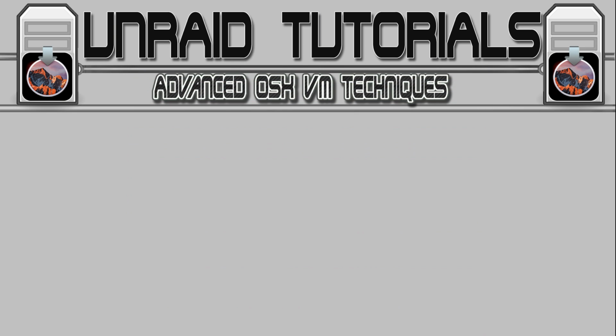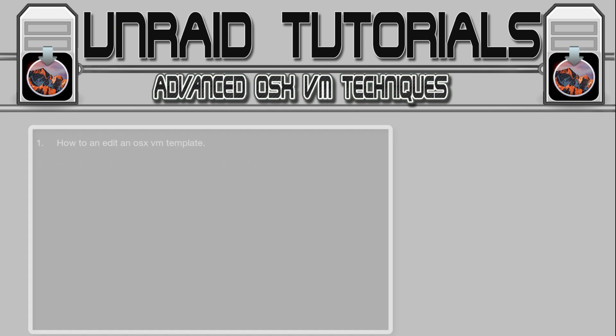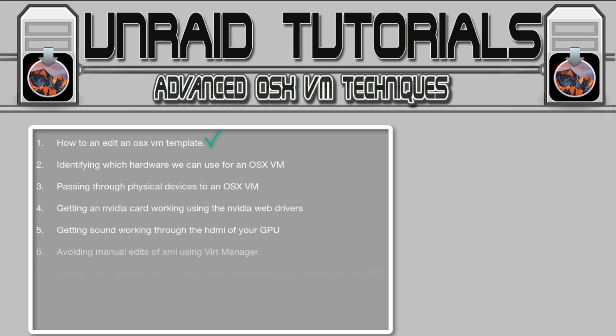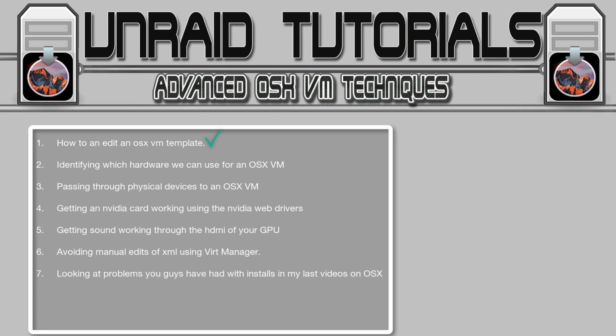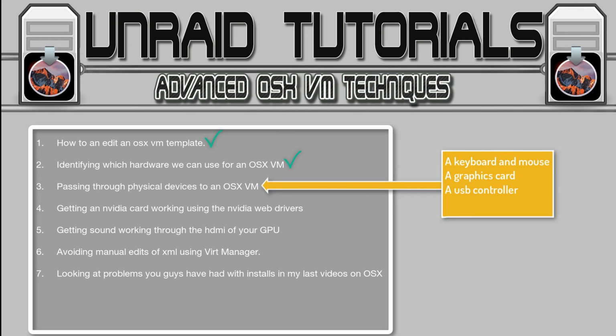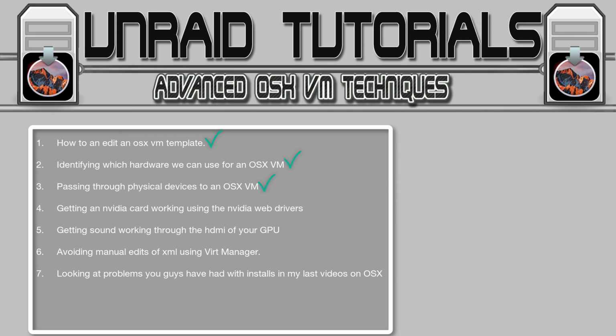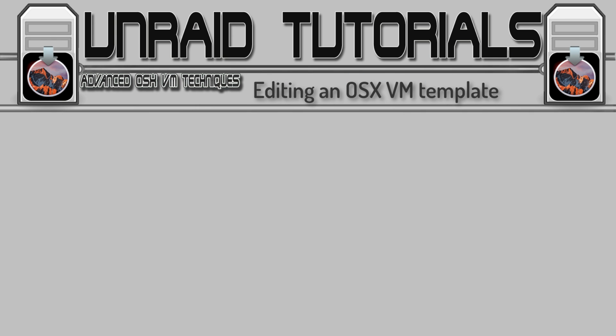So, we'll break the topic down into the following parts. How to edit an OSX VM template, identifying which hardware we can use for an OSX VM, passing through physical devices to an OSX VM, such as a real keyboard and mouse, a dedicated GPU, or a USB controller, getting an Nvidia card working using the Nvidia web drivers, getting sound working through the HDMI of your GPU, avoiding manual edits of the XML using virtmanager, and finally, looking at the problems you guys have had with installs using my previous OSX videos. Okay, so let's look at how to edit an OSX VM template.